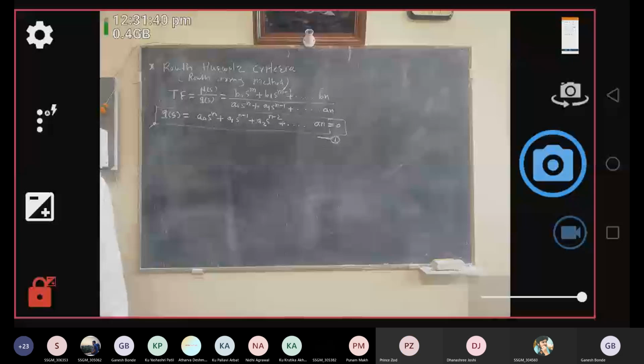Then the elements in the second row: you start with a1, and consider alternate coefficients the same way, a1, a3, and so on. These are the elements in the second row of the Routh array.